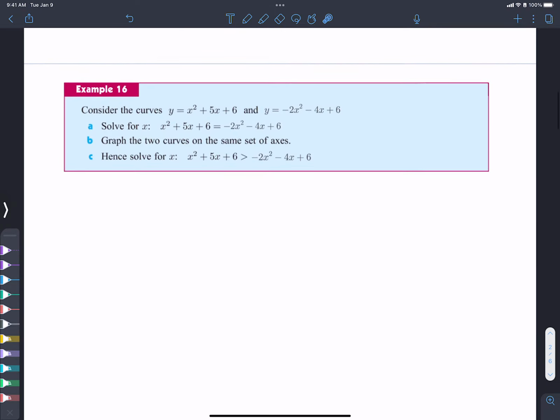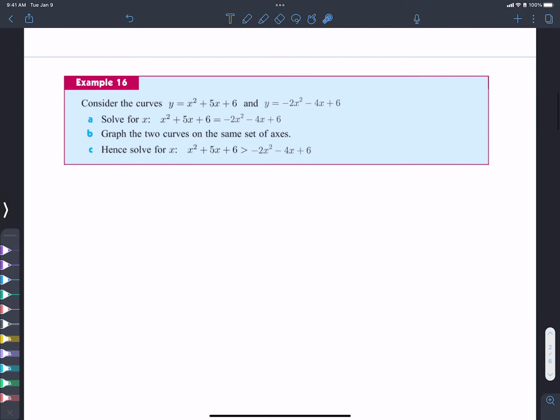All right, so here we've got another one. So we've got two curves here. We've got two quadratics this time. We've got x squared plus 5x plus 6, and we've got negative 2x squared minus 4x plus 6. Now we're going to solve for x. We're going to graph these two things on the same set of axes, and then we are going to solve for where this graph is greater than this graph.